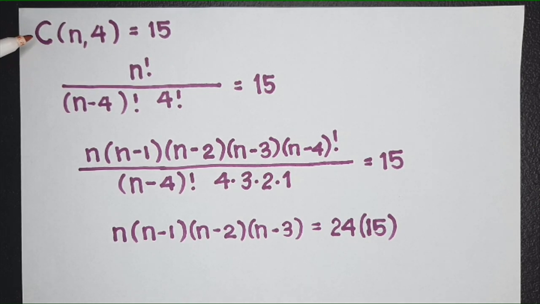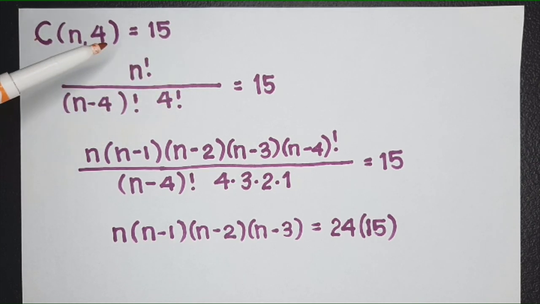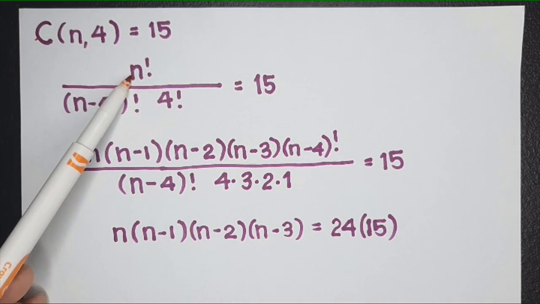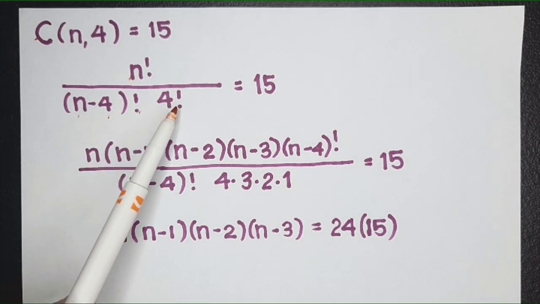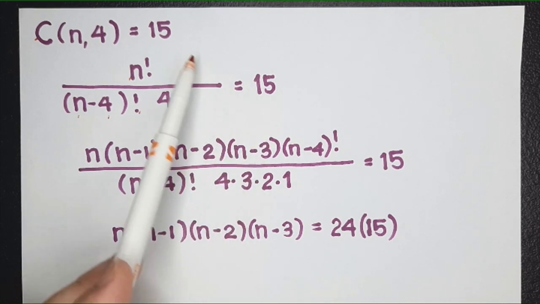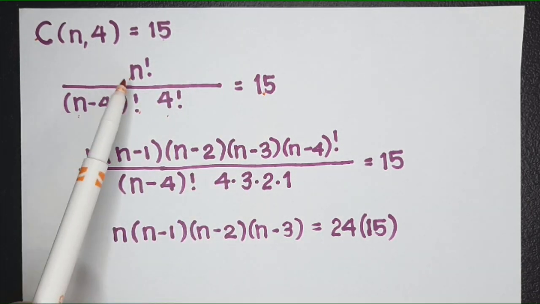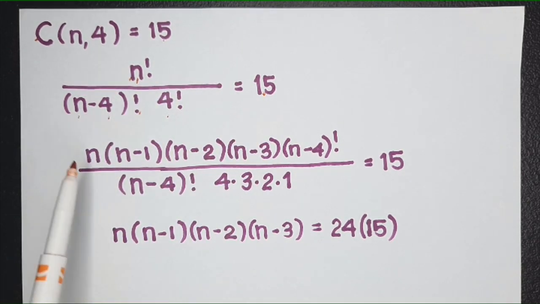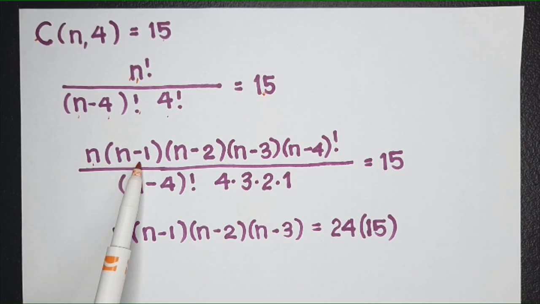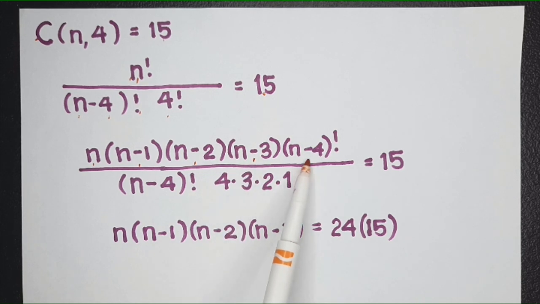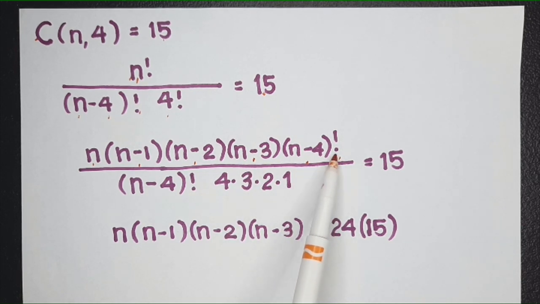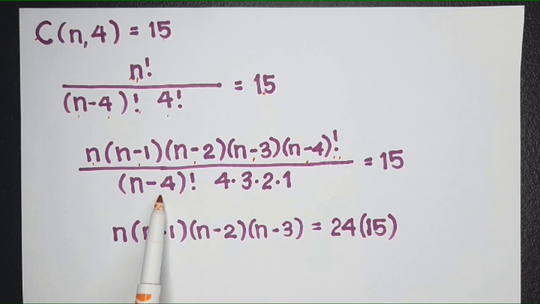So, again, if you're given like this, you're going to solve for n. Try to write this combination notation in terms of factorials. N factorial over n minus r factorial times r factorial equals 15. Kinopya lang natin yon. And then, expand din nyo yung n factorial. It becomes n times n minus 1 times n minus 2 times n minus 3 times n minus 4 factorial. Stop na tayo doon kasi magka-cancel naman siya with this.